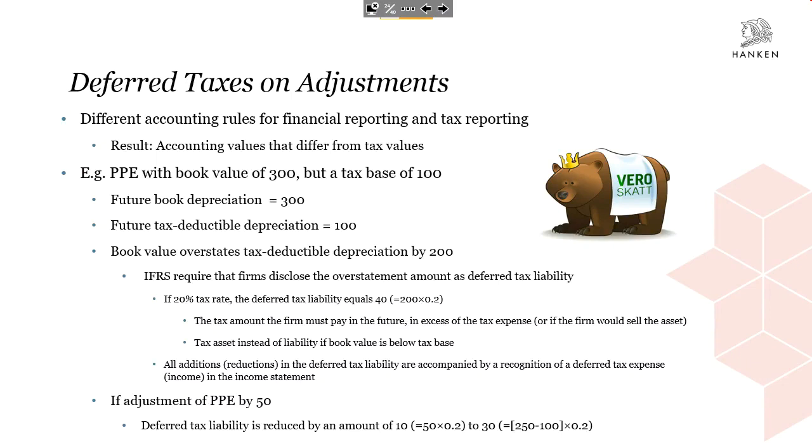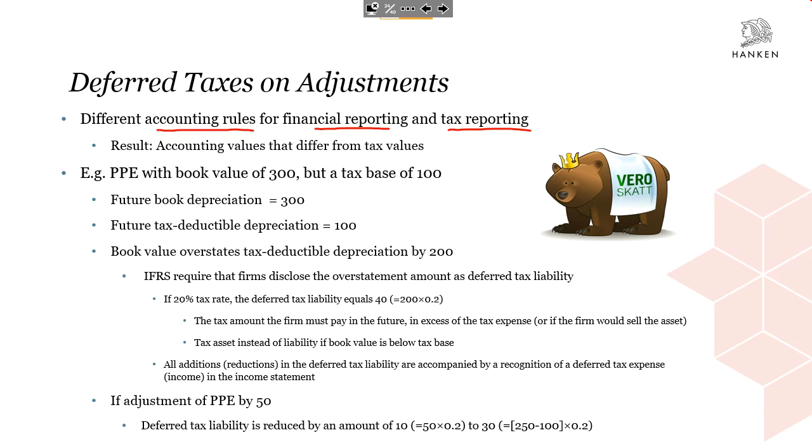When we do these accounting adjustments, there's usually some tax effect as well. So where does this come from? The reason is that we have different accounting rules for financial reporting and tax reporting.